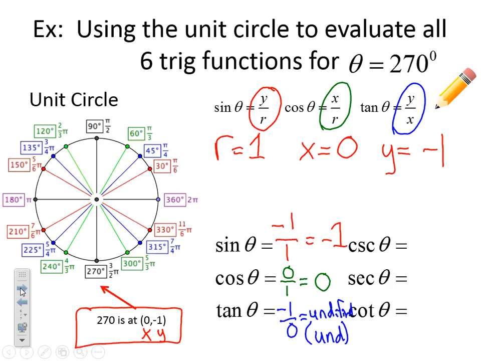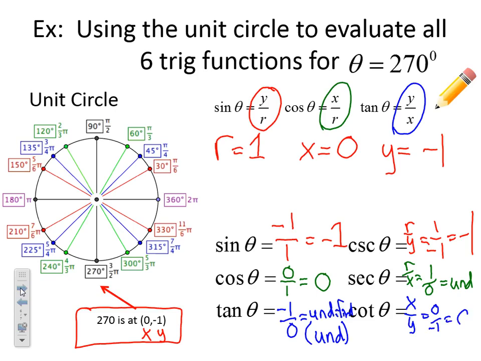Okay? Now, cosecant is the opposite of sine. So it's going to be r over y. My r is 1. My y is -1, simplifies to -1. Secant is the opposite of cosine, so I'm going to have r over x. My r is 1, my x is 0, so this is going to be undefined because we can't divide by 0. Now cotangent, opposite of tangent, so it's going to be x over y. We're going to get 0 over -1, which just equals 0.